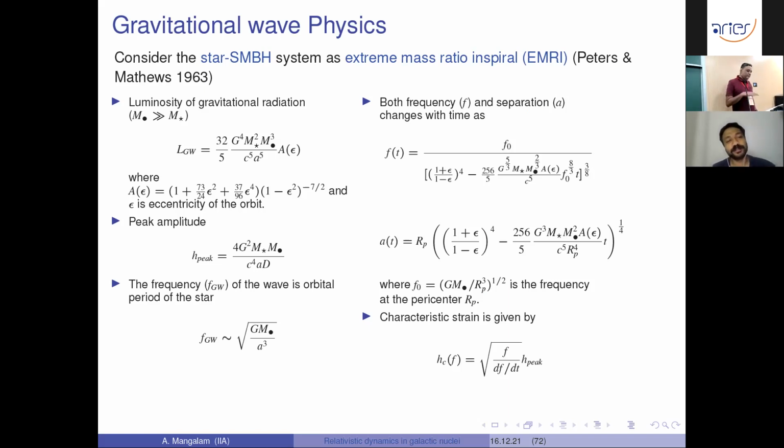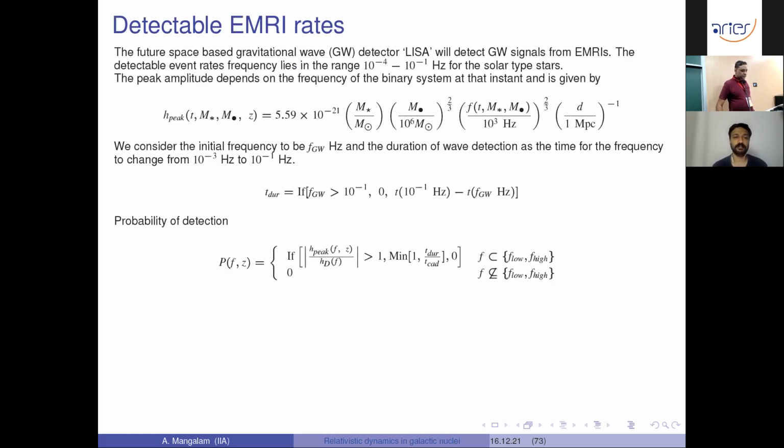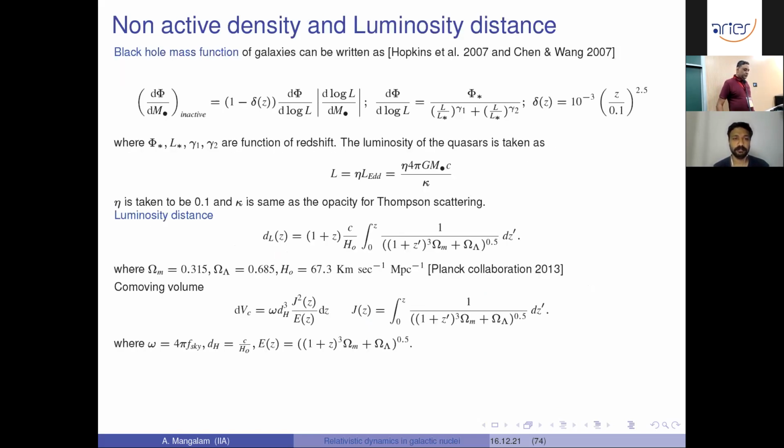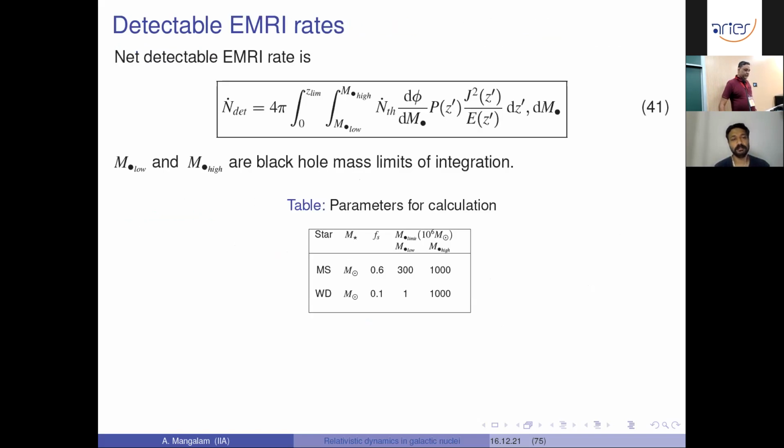Yeah, so now when you ask the question about MDs, you have extreme mass ratio inspirals. What happens when it's not disrupted and it goes into this, you have a strain which can be calculated, and then a probability of detection which follows the same sort of arguments. And then you have a mass function, and then you integrate and then get the signal. So these are the parameters for the calculation for main sequence and white dwarfs. What is the fraction of stars which are in main sequence? What is the fraction of stars which are in white dwarfs? What are the mass limits, low and high?